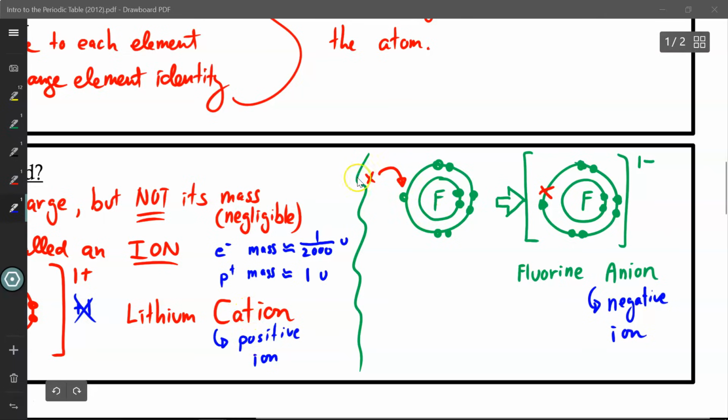Now you may have noticed I used X's and dots to represent electrons. The reason why I used X's and dots is to help me differentiate which electrons originally belonged in the fluorine and which ones were added on after the fact.